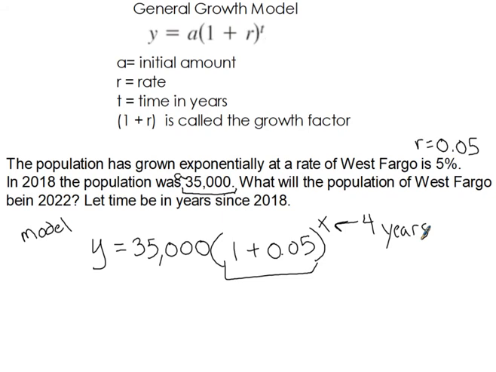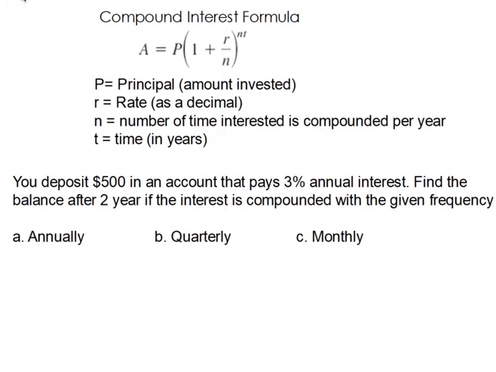Okay, so the part I'm going to do first is in the parentheses, so 1.05. I'm going to raise that to the 4th power, and then I'm going to multiply it by 35,000, and that gives me a population of 42,542.7, so maybe I'll round it up to 43 people. So that's exponential growth. There are other exponential growth models.